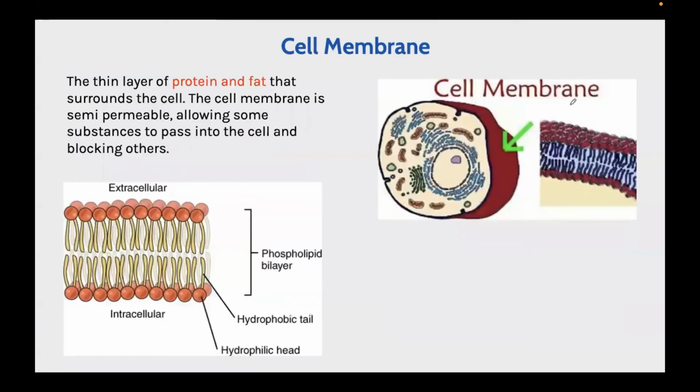Next, the cell membrane or your plasma membrane, the thin layer of protein and fat that surrounds our cell. The cell membrane is semi-permeable, allowing some substances to pass into the cell and blocking others. So, yun nga po sinasabi natin kanina, hindi lahat pwedeng pumasok doon sa cell membrane. Kasi may mga masyadong malalaking molecules, hindi na sila makapasok doon.